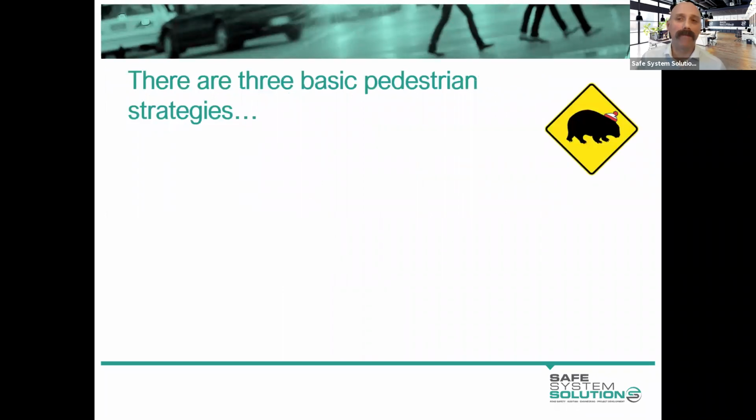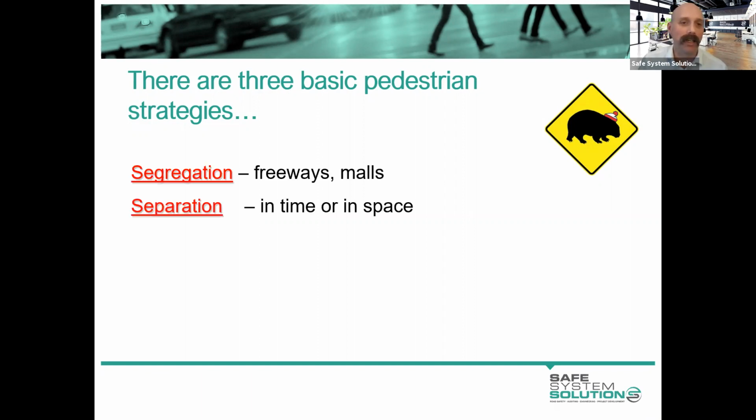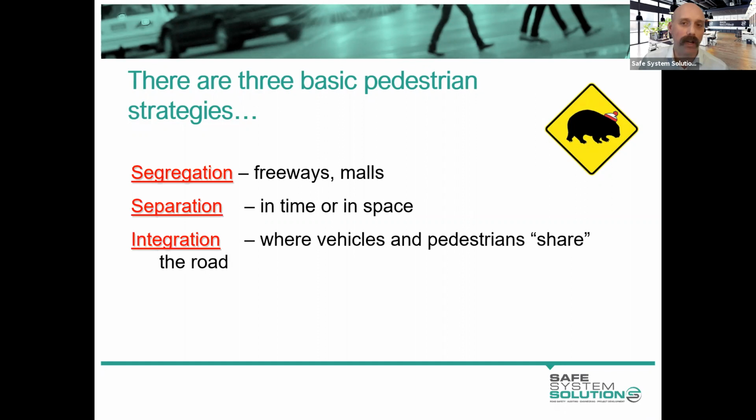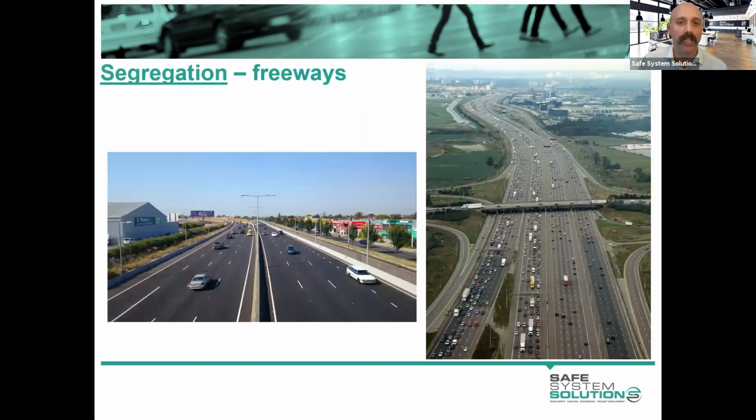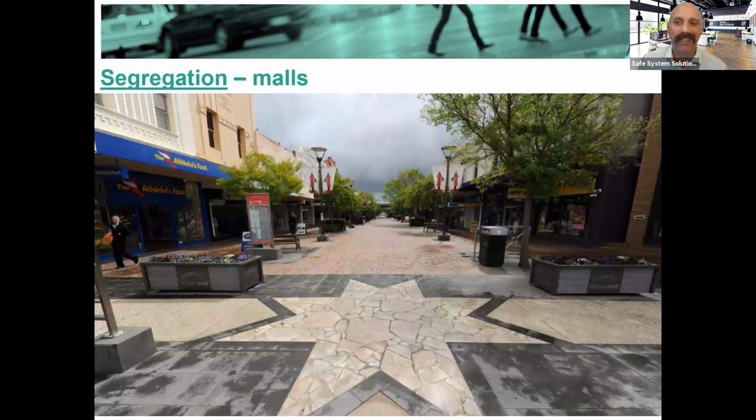And there are really three basic categories you can use for pedestrian safety: the segregation, the separation, and the integration. It's very basic stuff, but segregation is basically you say this is not an area for pedestrians, for example, a freeway or the like. Or you say this is not an area for cars. This is a pedestrian-only area.